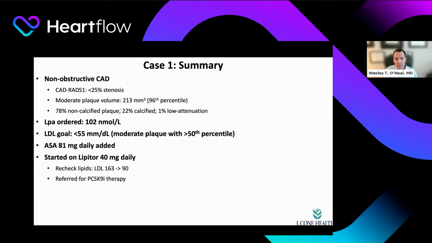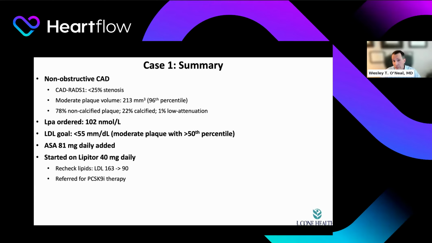So just to kind of summarize this patient and how he was managed using that framework from the DECIDE registry, the overall interpretation of the coronary CTA was non-obstructive CAD, CAD-RADS 1. All stenoses shown were less than 25%. He had moderate plaque volume, and it was 213. His percentile was actually the 67th. I do apologize, that is an error. And most of his plaque was actually non-calcified, which is very interesting. And what we're seeing when we use this tool, that really the calcified plaque is the tip of the iceberg.